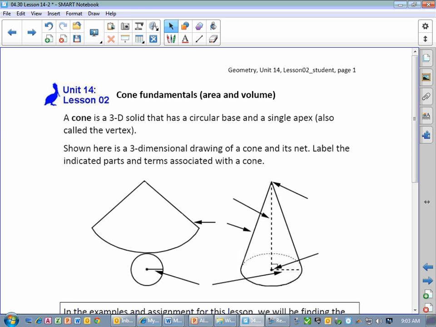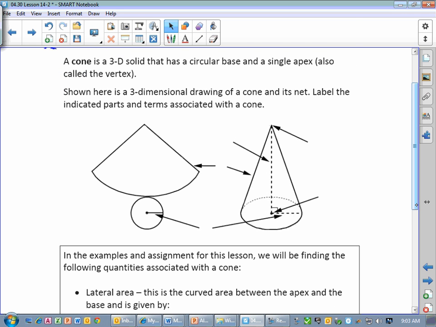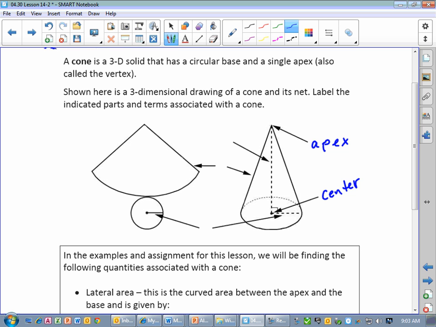Notice we've got the net of the cone drawn for us, and then the three-dimensional view of the cone. So this point up here we call the apex. It's the apex, the highest point on the cone. This point down here is the center of the base. We just call it the center. This dashed line going across here, well, that's the radius. And that's the same as the radius over here in this, right? So I'm just going to call it R for radius. The line going straight up from the center to the apex is the height, so that's H.